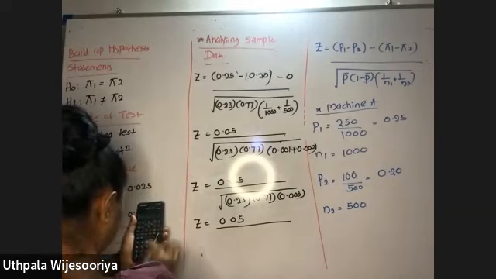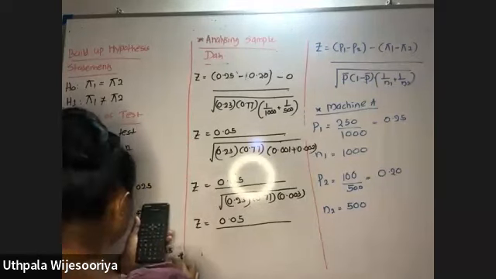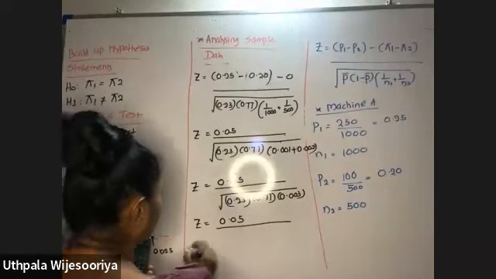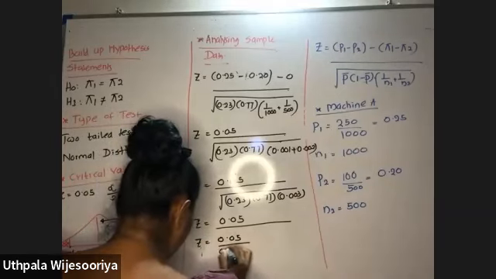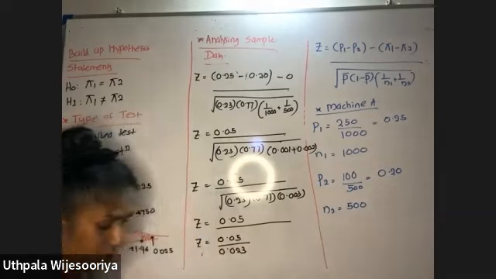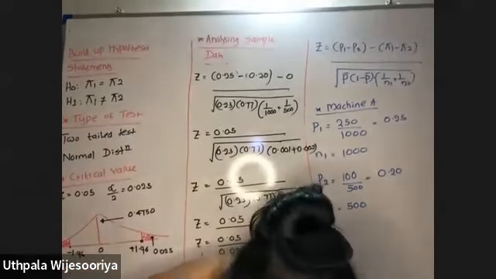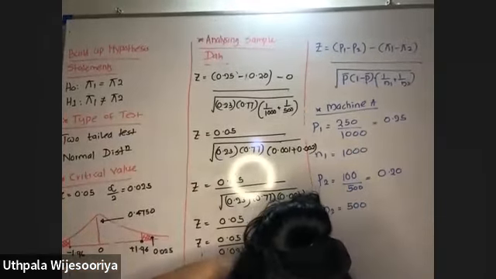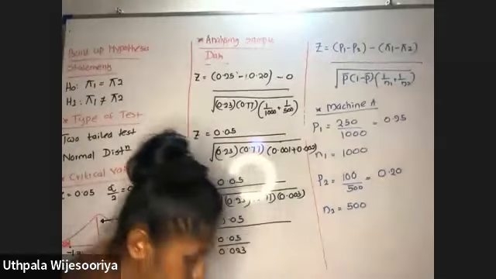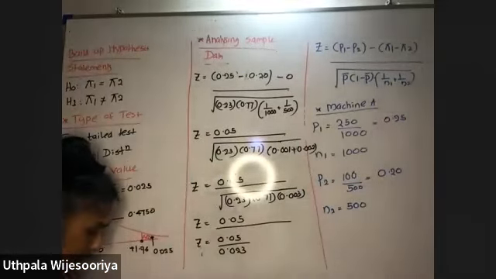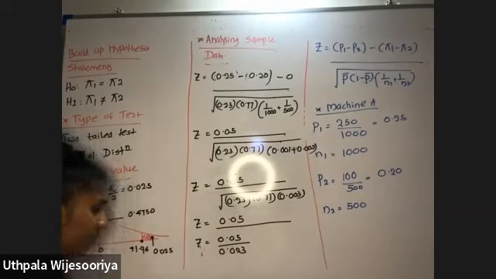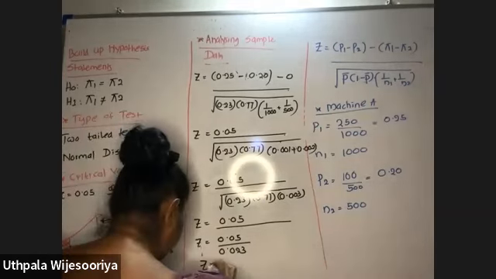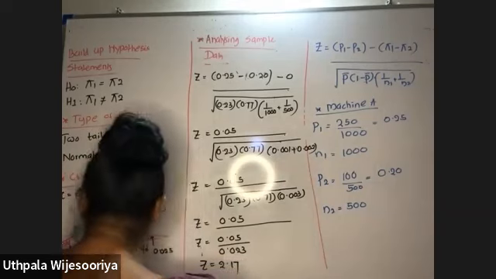Square root of that is 0.023. Z is equal to 0.05 divided by 0.023, which is 2.17. Z is equal to 2.17.